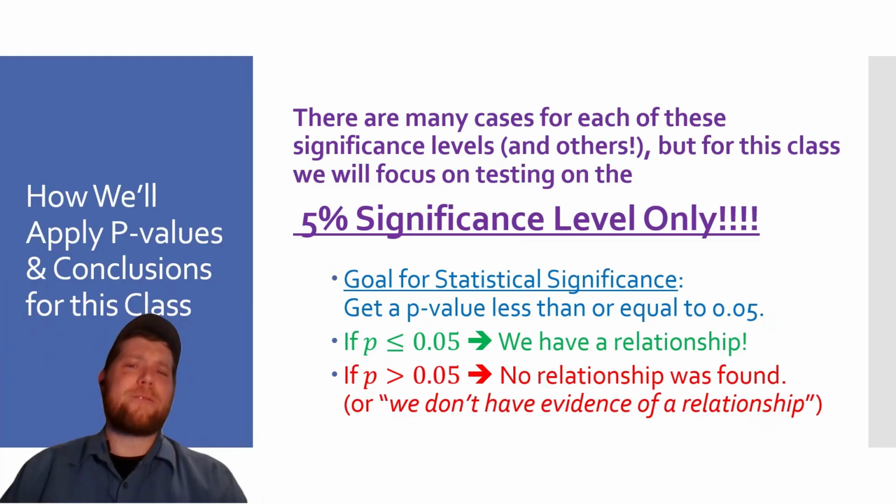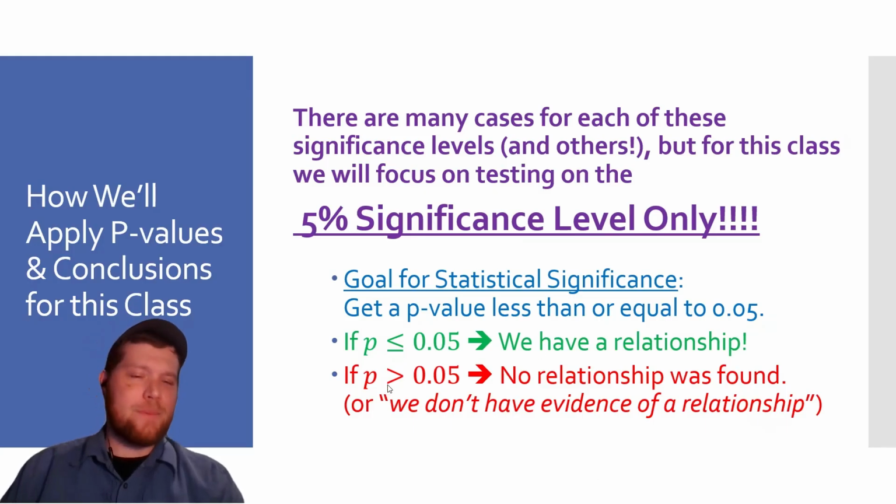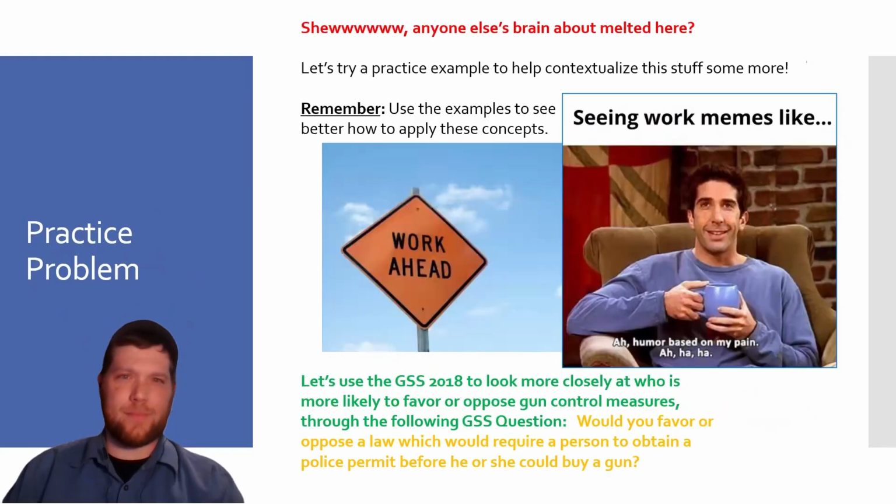And so the goal for statistical significance is to get a p-value less than or equal to 0.05. If it's less than or equal to 0.05, we have a relationship. If p is greater than 0.05, no relationship was found, or we don't have evidence of a relationship.